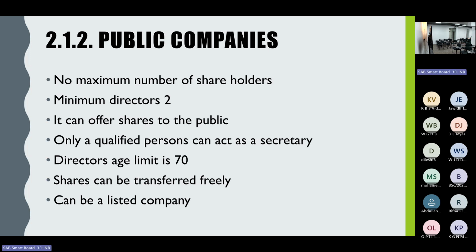Public companies may be either listed companies or not. If listed, its name must end with PLC, public limited company. So a public company may not be a listed company, but it's still a public company. Then its name ends with Limited. Limited is a public company, but not listed. PLC is a public listed company. Example, public companies.